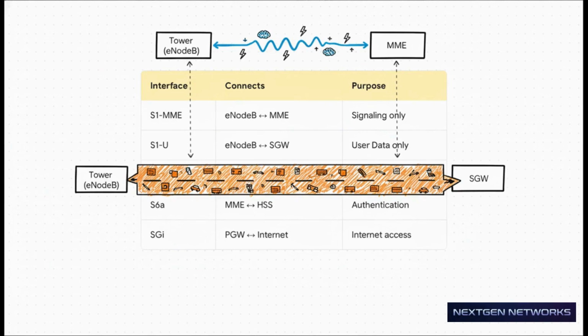The S1-MME interface is a dedicated line for brain traffic, the signaling between the tower and the MME. And at the same time, the S1-U is the superhighway for the muscle, for your actual data, running between the tower and the SGW. This core split between signaling and data is what keeps everything so organized and unbelievably fast.